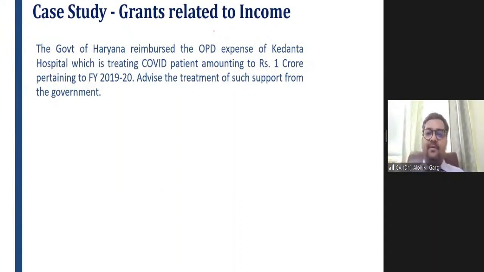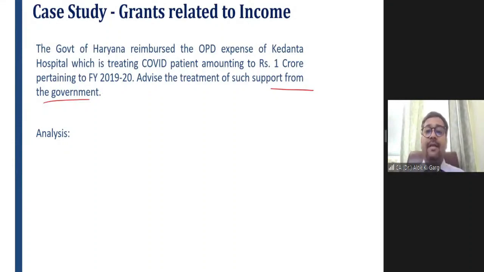from the expense. The government of Haryana reimbursed the OPD expense of Vedanta Hospital, which is treating COVID patients, amounting to ₹1 crore pertaining to FY 19-20. Advise the treatment of such support from the government. So guys, is it a grant related to asset or is it a grant related to operating expenses? Yeah, this is a grant related to expense.